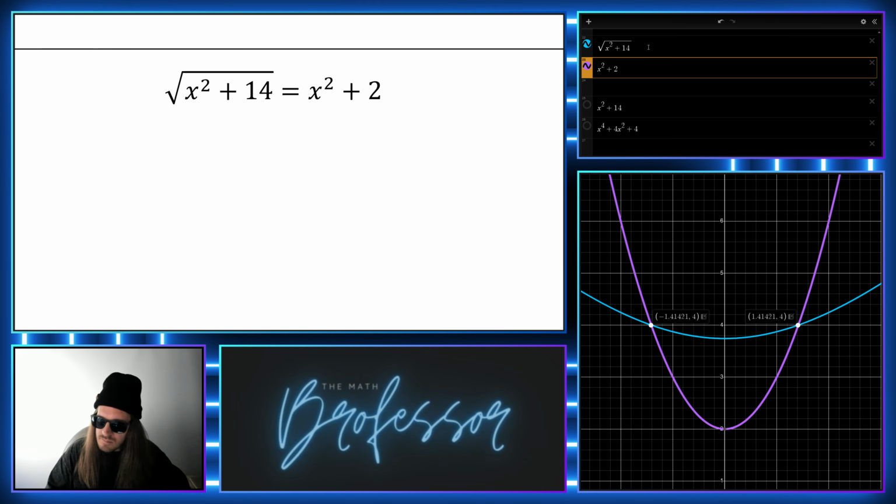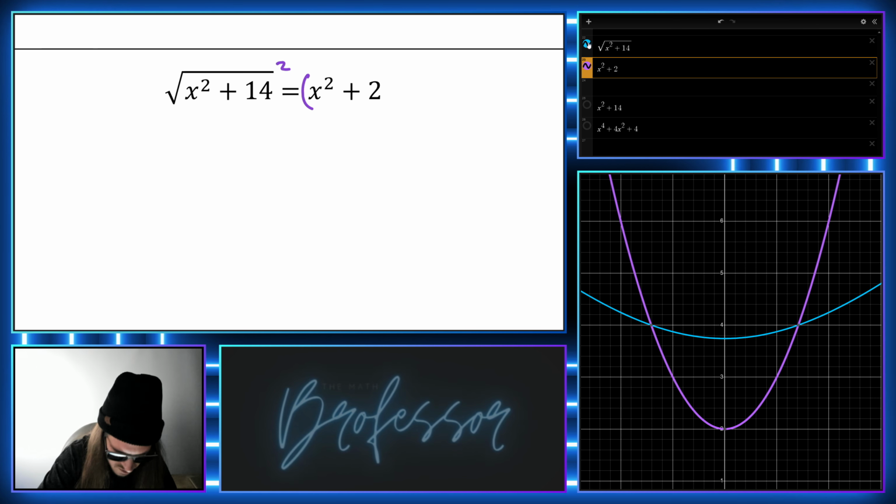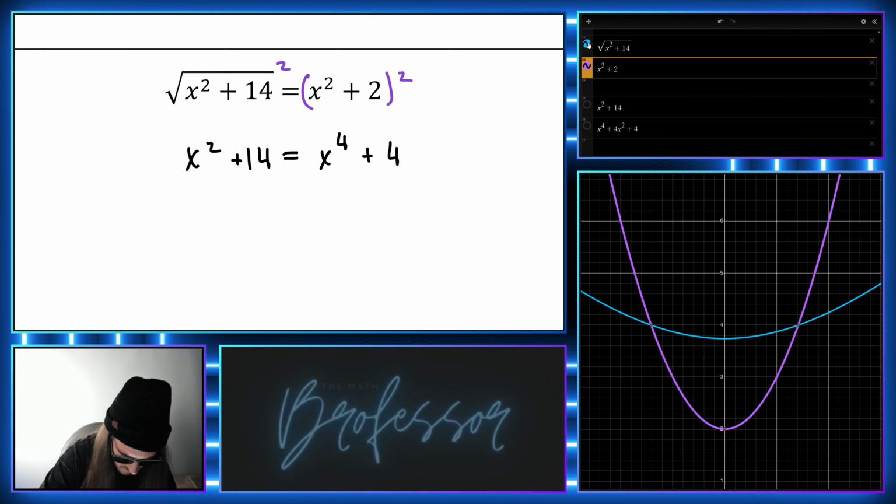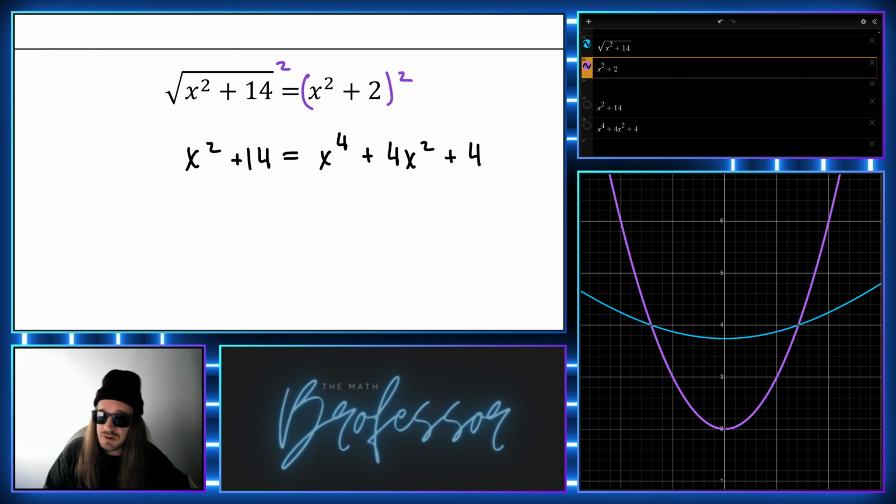Okay, so I would square both sides, right? The first step here is to square both sides to get rid of the root. And I would have x squared plus 14 equals, if you FOIL this, x to the 4th plus 4x squared plus 4. Okay, cool. And let's look at the graphs of those. So remember, the original two right here intersect twice.